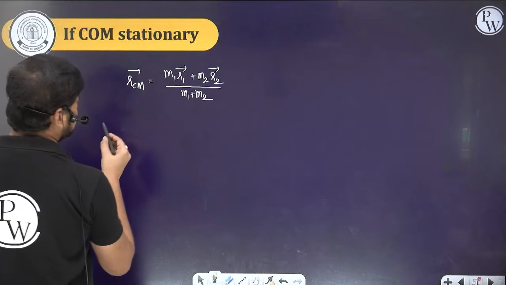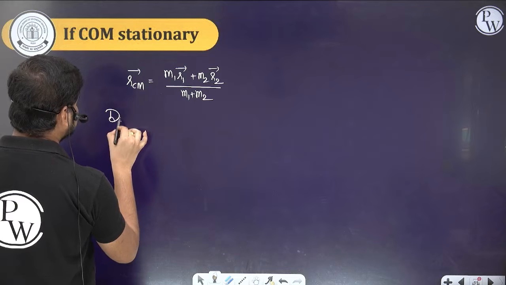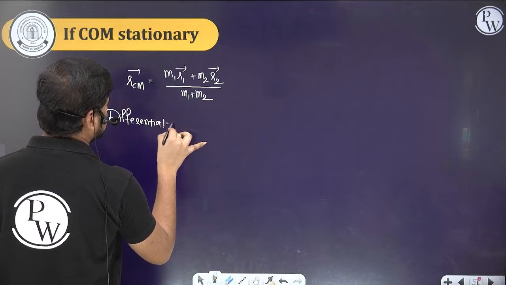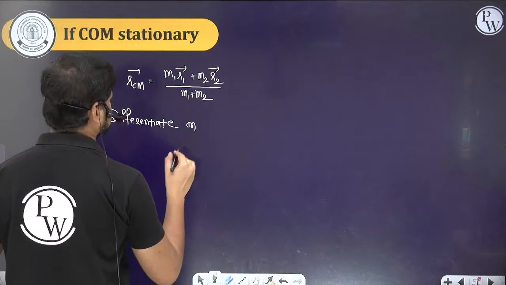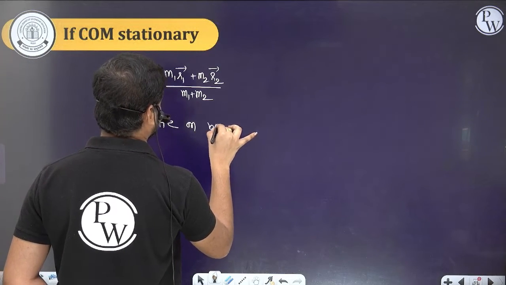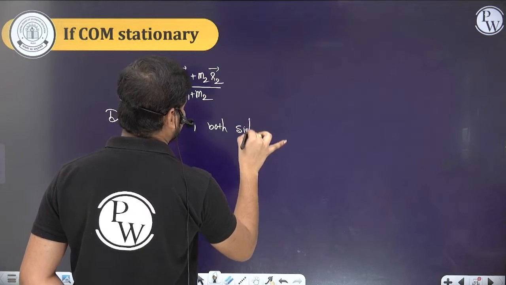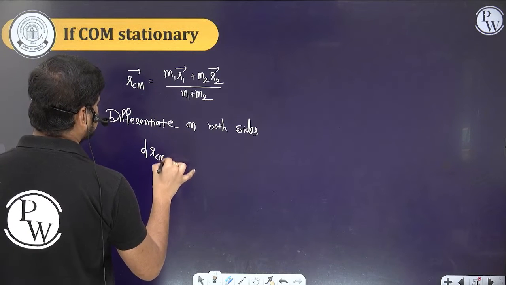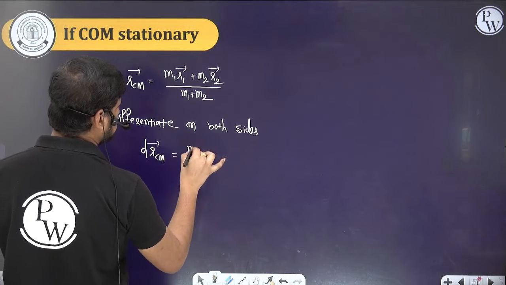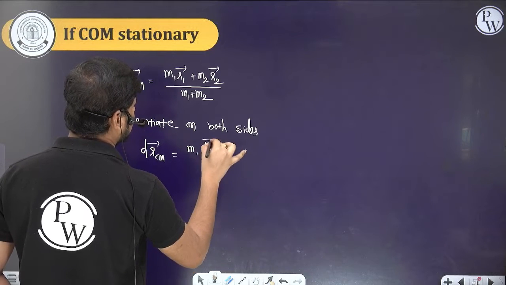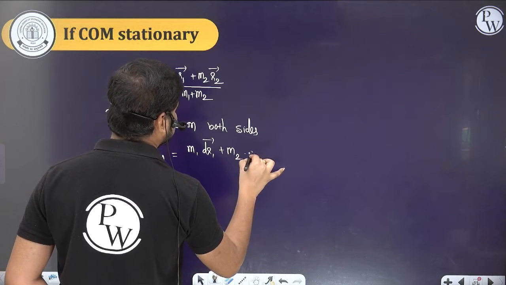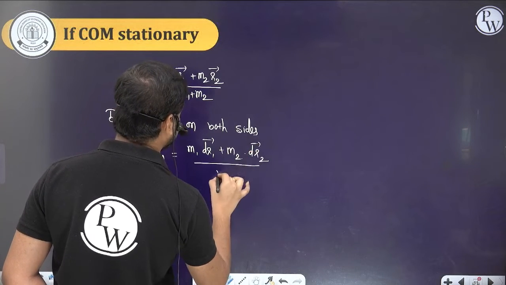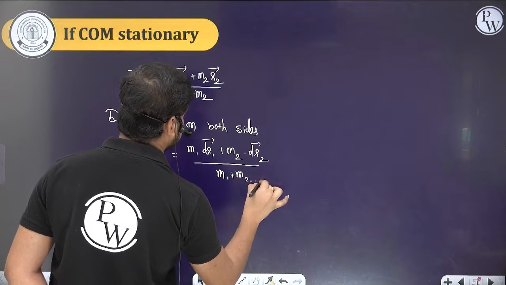So now let's differentiate it on both the sides. Partial differentiation we do. Then d rcm equals (m1 dr1 + m2 dr2) / (m1 + m2), since mass is constant, and these two are constants, right? So this part is clear.